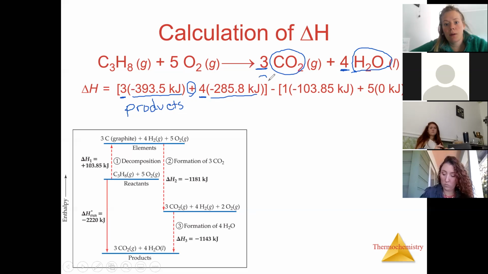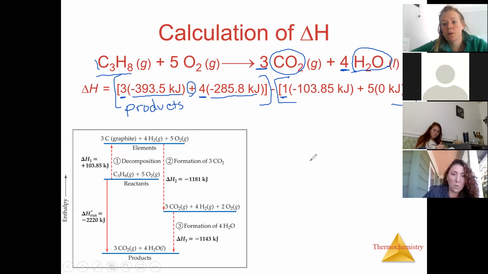Then I'm going to kind of bracket this out even more dramatically. Then we're going to subtract by our reactants. Okay, as far as the reactants are concerned, our propane, we've got negative 103.85 kilojoules, and there's only 1 of those. So we will just put a multiple of 1 on there.